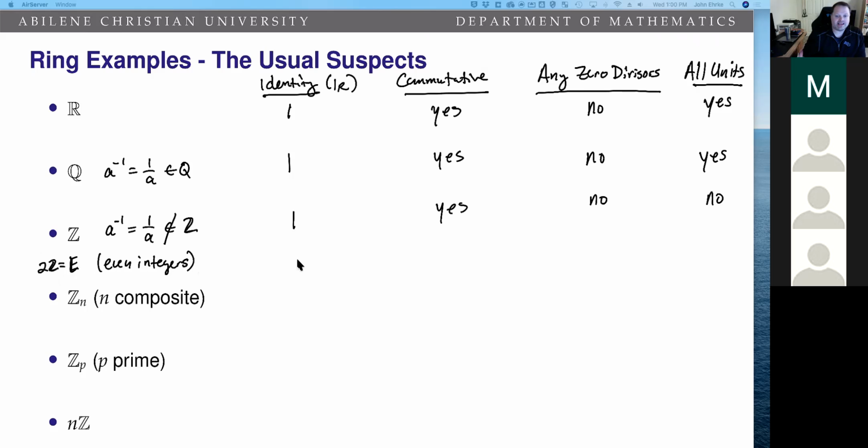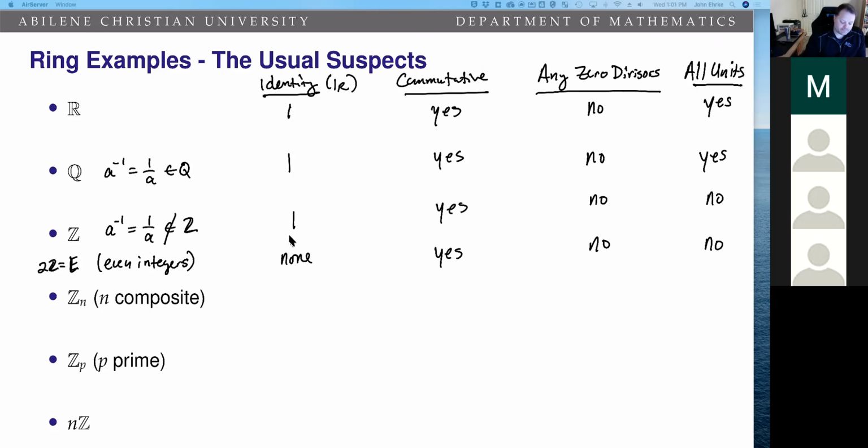Except, what is the identity of this ring? Because you skipped over 1, because 1 is odd, there is nothing that acts like 1 in this ring. So it doesn't have an identity, but it's still a ring. It is commutative. There are no 0 divisors, and not every element has an inverse, for the same reason that not every element in Z is a unit. So this is a really good example of a commutative ring with no identity.